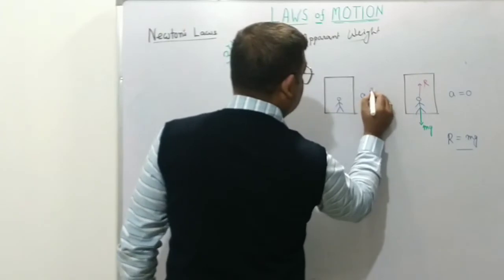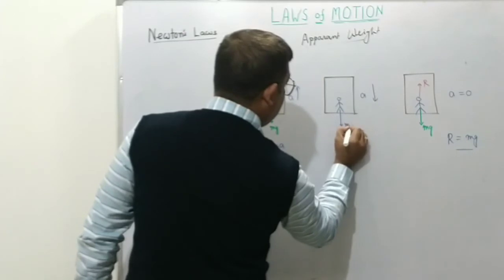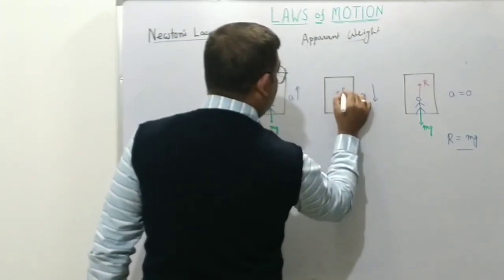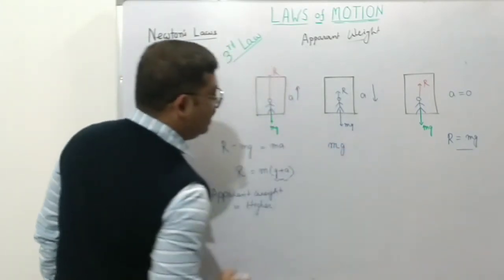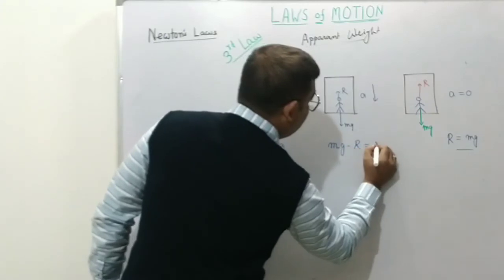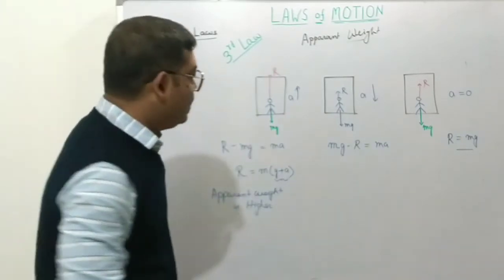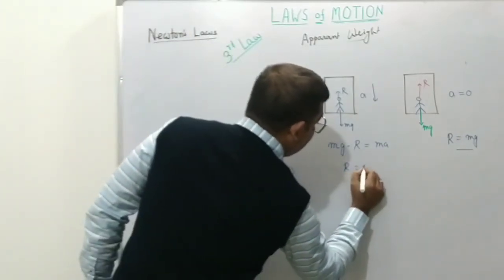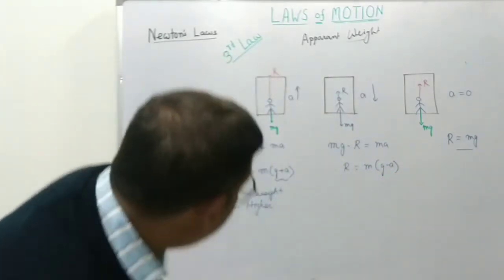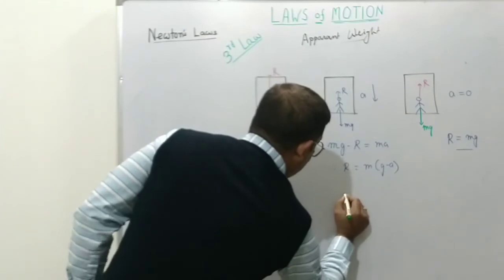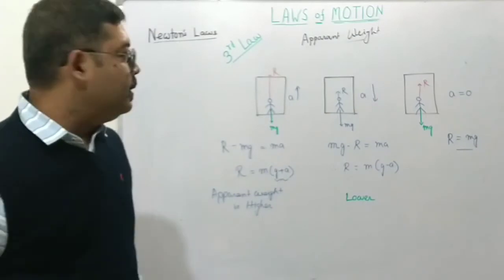Similarly, if you go downwards with a similar acceleration, then you have this mg here. This time R has to be smaller. Why? Because now the equation of motion will be mg minus R must be equal to ma, the downward motion. R is upwards, the force is downwards, the acceleration is downwards. Or we can say R equals m into (g minus a). In this case, apparent weight will be lower or less than your actual weight.